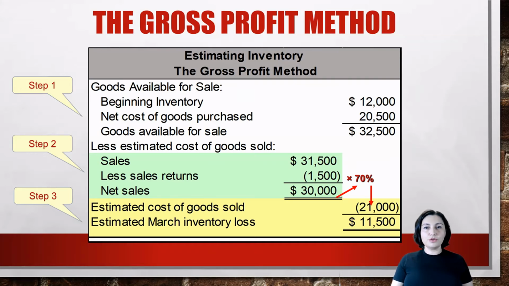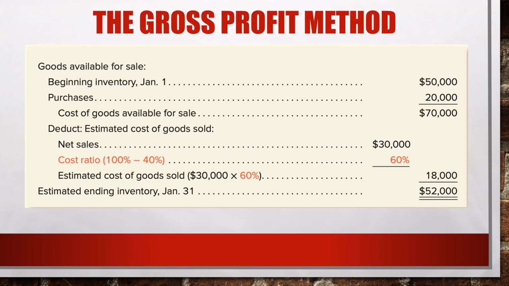Third, deduct the cost of goods sold estimate from the cost of goods available for sale to determine ending inventory, which in this case is $11,500. Let's look at another example.